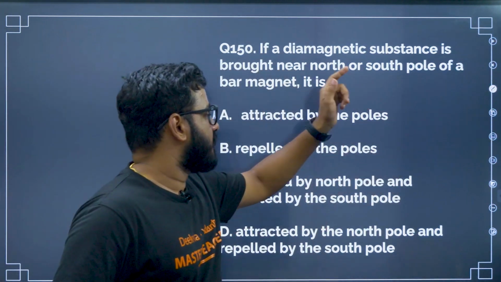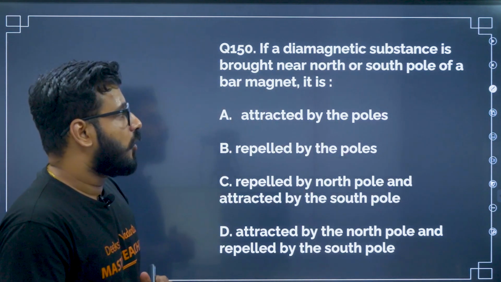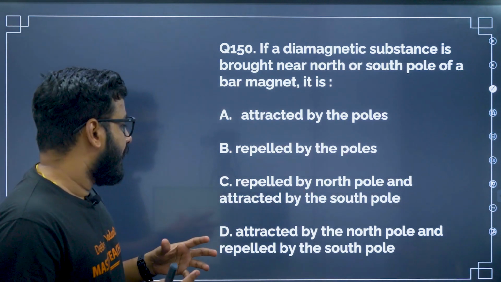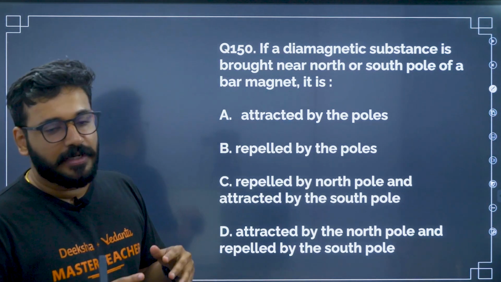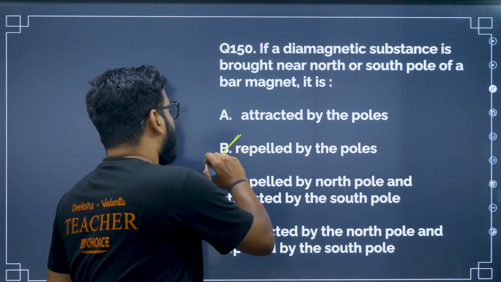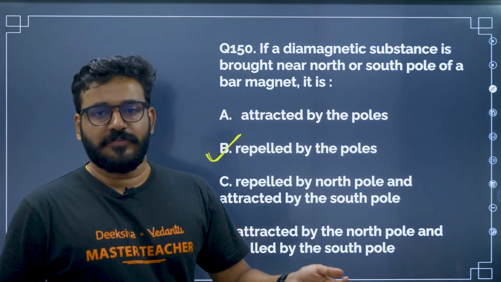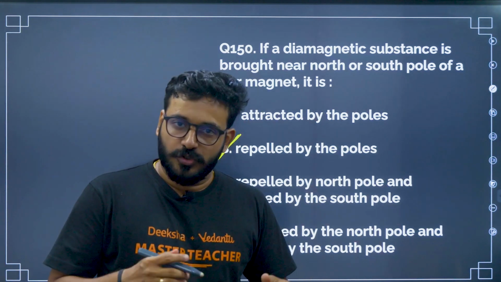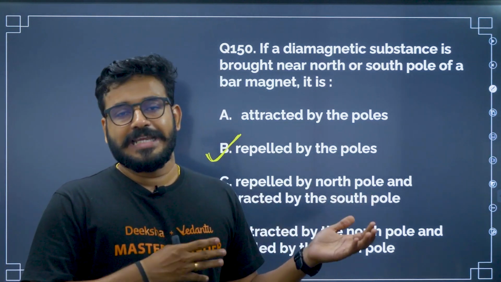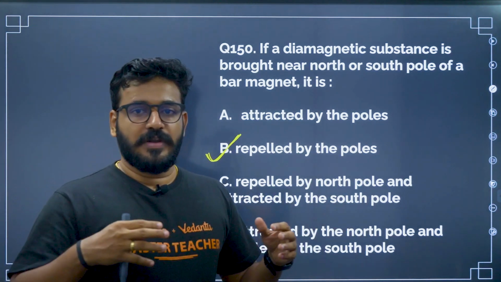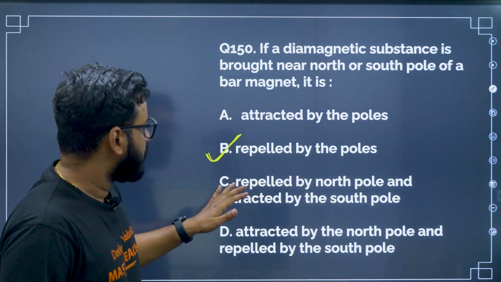Fine. Next, the last question of this video. If a diamagnetic substance is brought near a north pole or south pole of a magnet, then it will be repelled by both the poles, not just one pole, because it's a diamagnetic substance. The field lines go around the diamagnetic substance, so it will definitely be repelled by the poles. Wherever the material is, near either pole, the magnetic field lines will move away from the diamagnetic substance, so there will be a repulsion. The correct answer is option B.